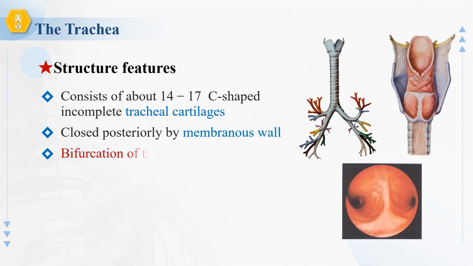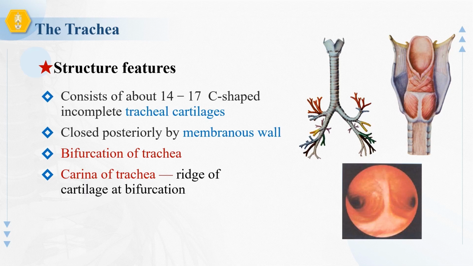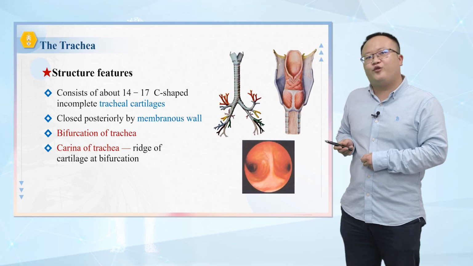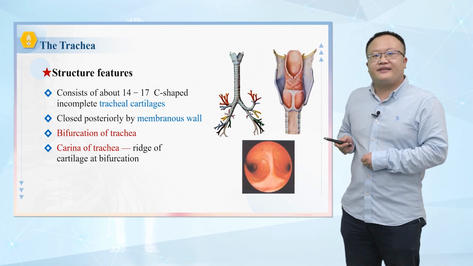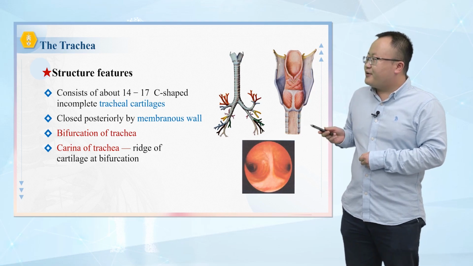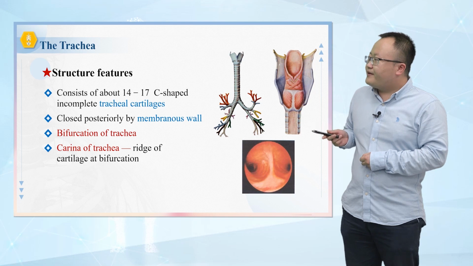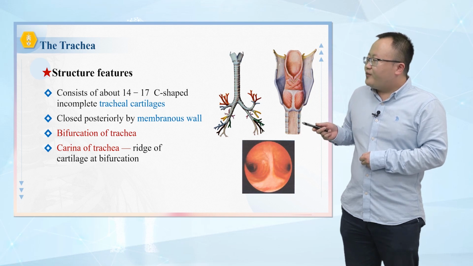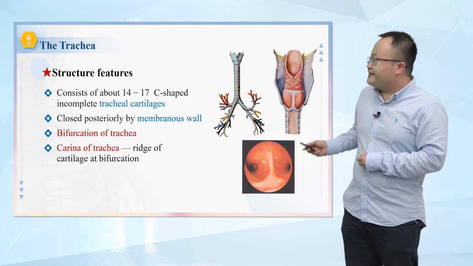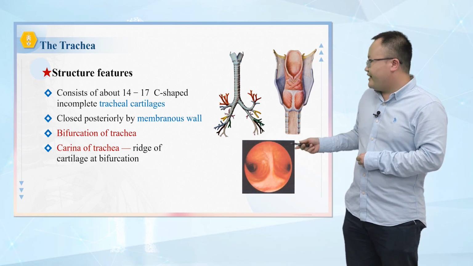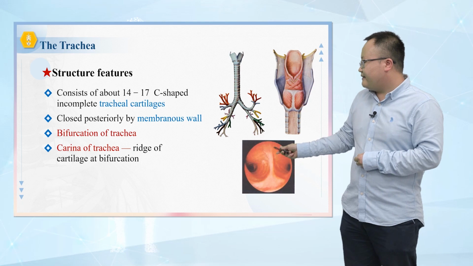The trachea. First, we talk about the structural features. It consists of about 14 to 17 C-shaped incomplete tracheal cartilages, and it is closed posteriorly by a membranous wall. The bifurcation of the trachea is here, and this is the carina of the trachea.